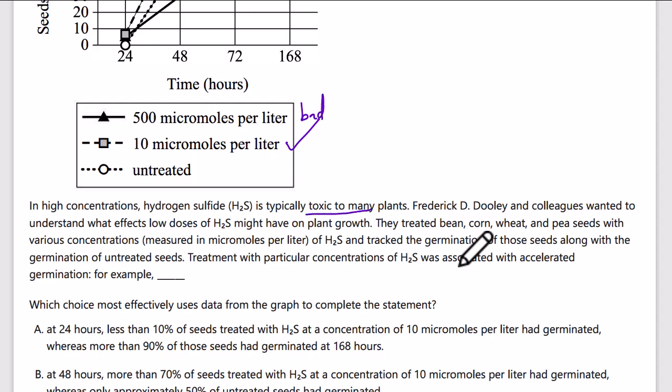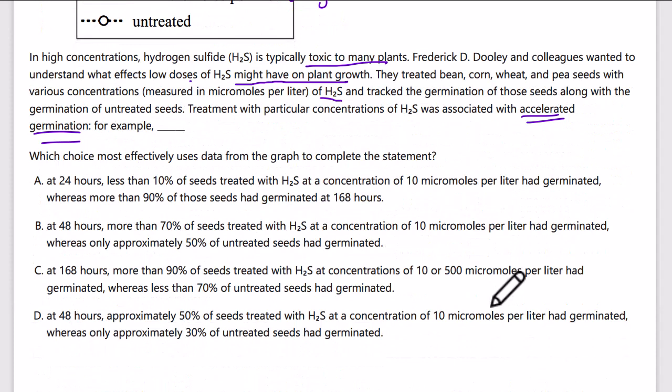Okay, that makes sense. Frederick Doley and colleagues wanted to understand what effects low doses of hydrogen sulfide might have on plant growth. They treated bean, corn, wheat, and pea seeds with various concentrations of hydrogen sulfide and tracked the germination of those seeds along with the germination of untreated seeds. So the graph shows us that the low case was good. It was actually even better than the untreated. Treatment with particular concentrations of hydrogen sulfide was associated with accelerated germination. Yeah, that's shown in the graph. For example, we're going to see the case with 10 micromoles per liter having the highest germination rates. So let's see what answer kind of shows that.